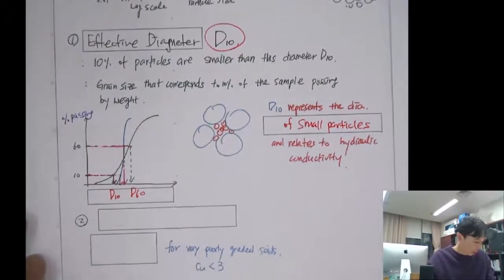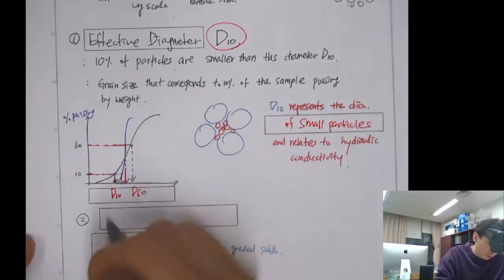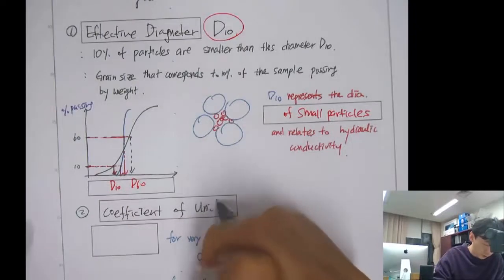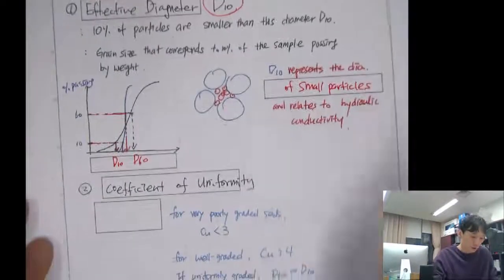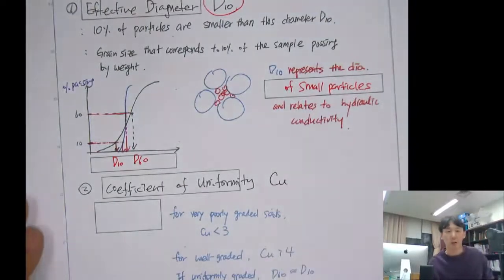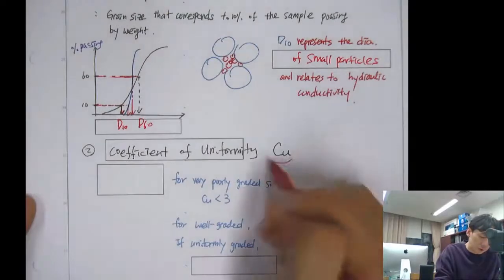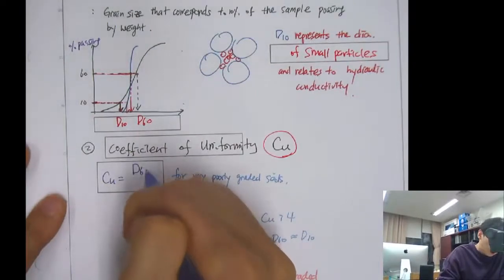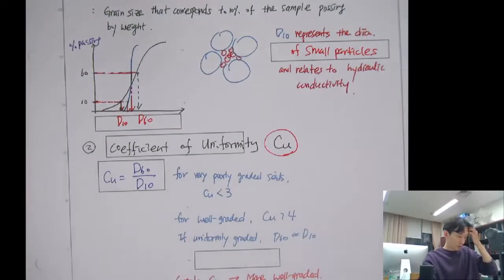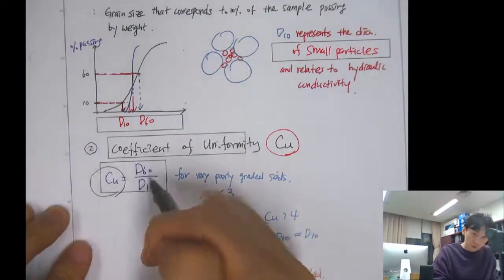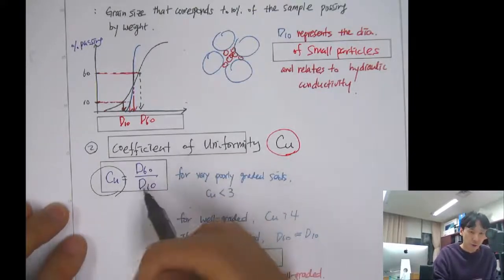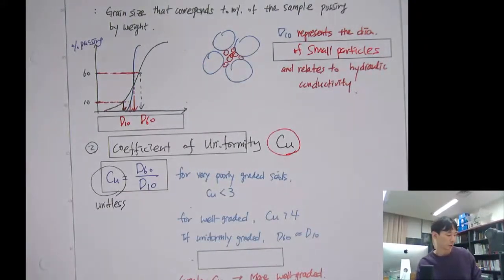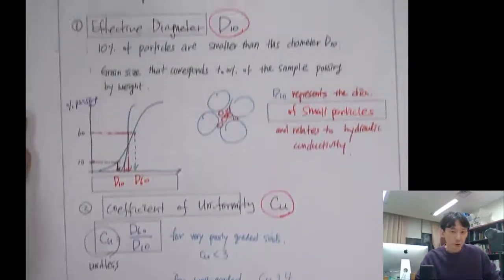Okay, then the second parameter that we use is the coefficient of uniformity. We use Cu as the symbol. And Cu is defined as D60 over D10. So it doesn't have a dimension, right? Diameter divided by diameter, so the units cancel each other. So this is unitless, or a dimensionless parameter. So let's go back to the curve here.